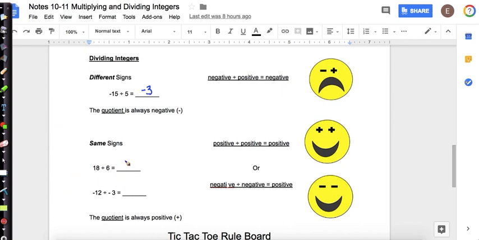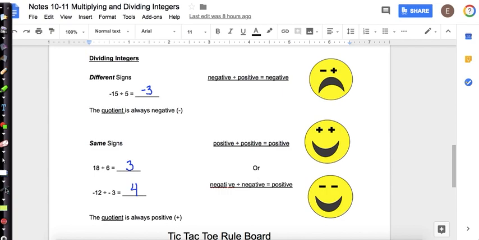Now look at the same signs. We have a positive divided by a positive, so 18 divided by 6 is 3. And look at the face. 2 positives makes a happy face, so the answer is positive. Or I could have negative divided by negative, also equal positive, because I'm sleeping and I'm still happy. So 12 divided by 3 is positive 4. So the quotient is always positive.